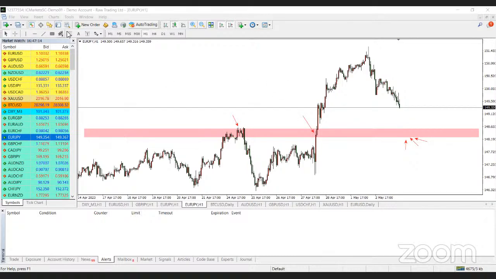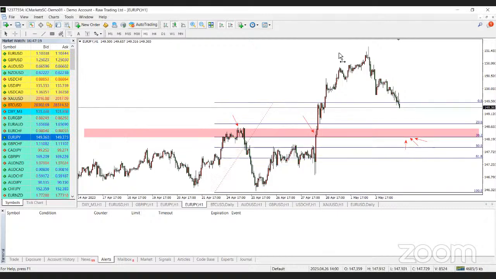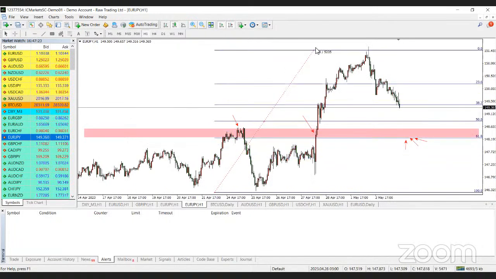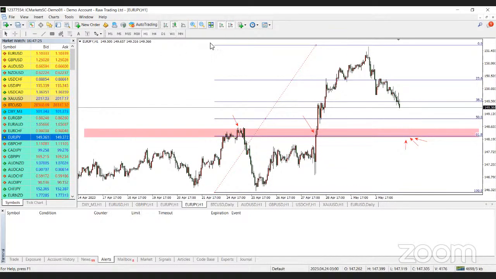Another thing I could easily do is add my Fibonacci from these lows, as you can see from the lows over here, add it to the highs over here, and we'll see whether it has any confluence.